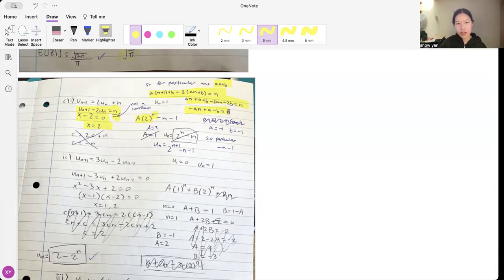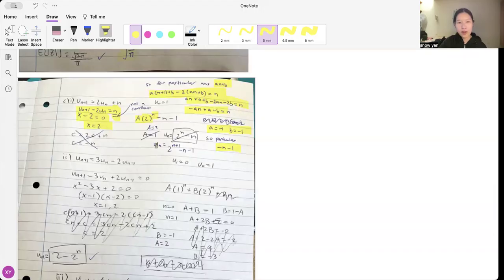So in here we have n, and it is 1 over here. In order for that to be the case, a has to be equal to negative 1. And then because a is equal to negative 1, b has to cancel a out, so b has to be negative 1. So our particular solution is negative n minus 1.